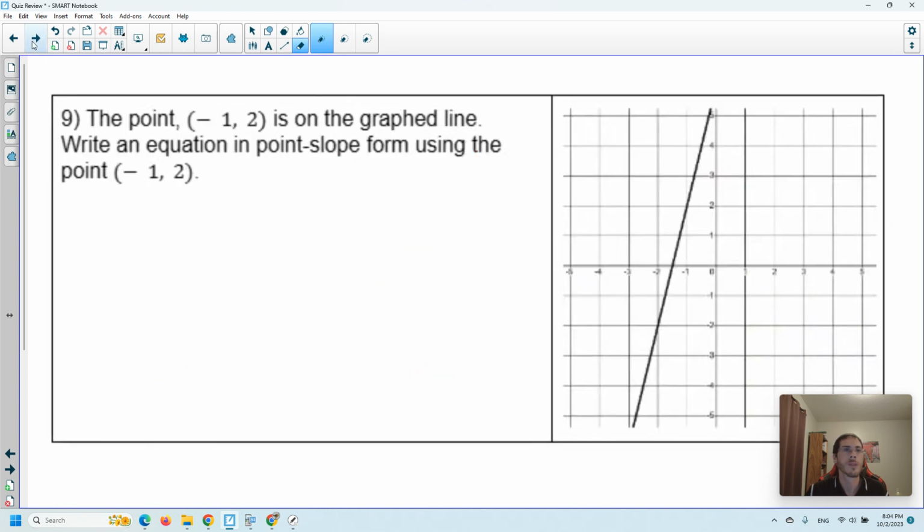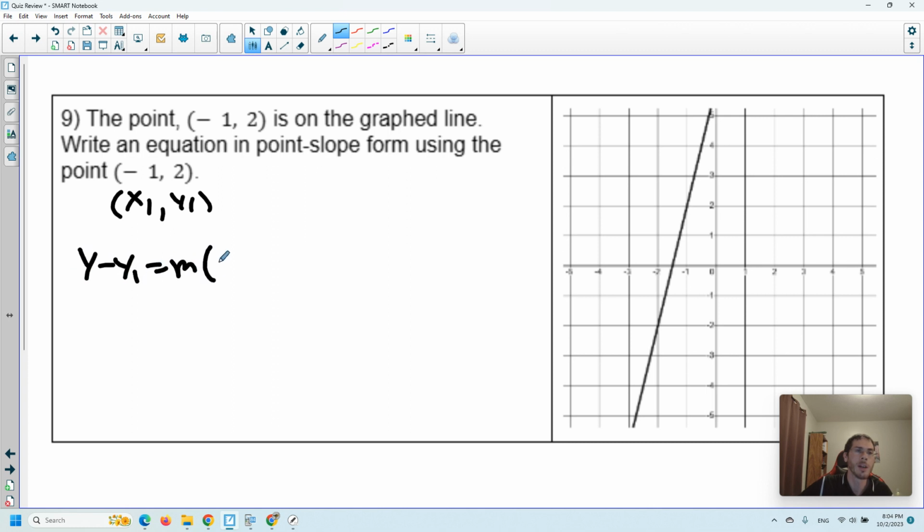All right. Number 9, the point -1, 2 is on the graphed line. Write an equation in point slope form using the point -1, 2. So they want this one to be x1, y1. So if we do y minus y1 equals m(x minus x1), we get y minus 2. Remember, we have to switch the signs for these ones. Well, we don't, it's just in the formula. But +2 becomes -2. x plus 1, because I'm going to clean it up. I'm going to switch -1, minus a negative is positive.